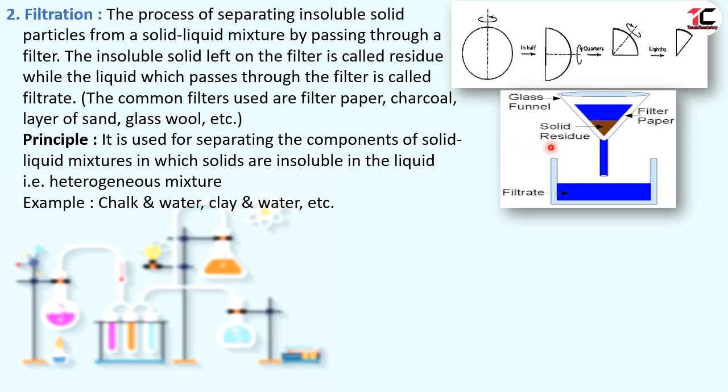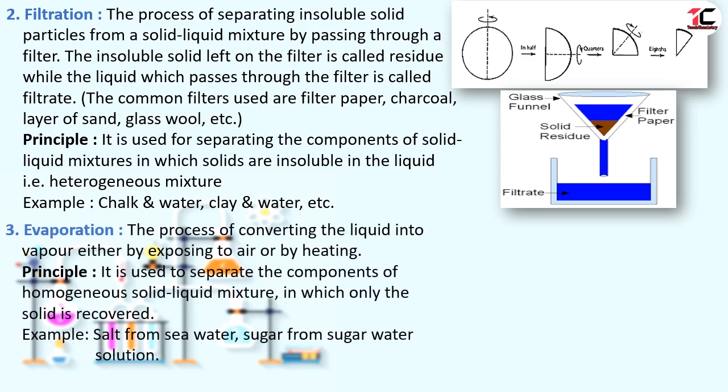Let us see in the diagram. In the diagram we have taken chalk and water, and this chalk and water mixture is poured through the funnel in which the filter paper is kept. Chalk is insoluble, so it will be left on the filter paper and water will pass into the beaker. So this water is filtered, this is called the filtrate, and the solid chalk left behind is called the residue. By this method we separated the chalk from the mixture of chalk and water.